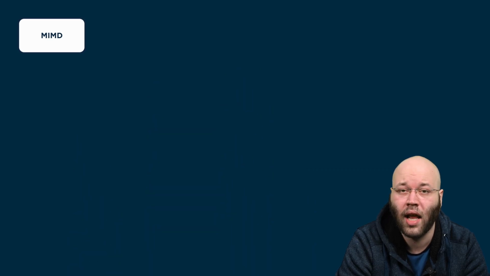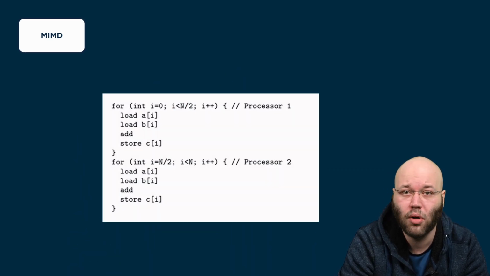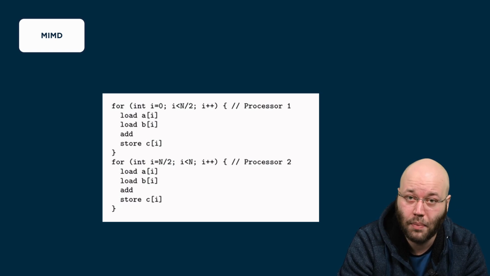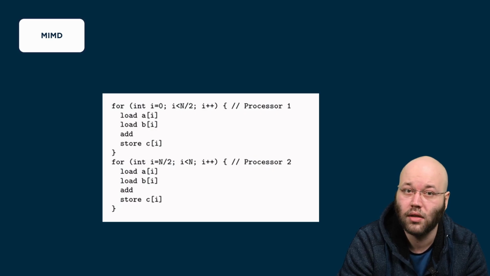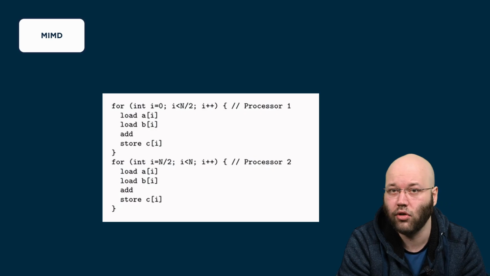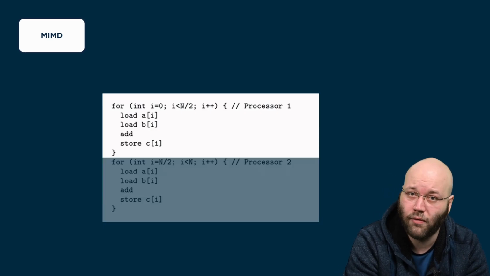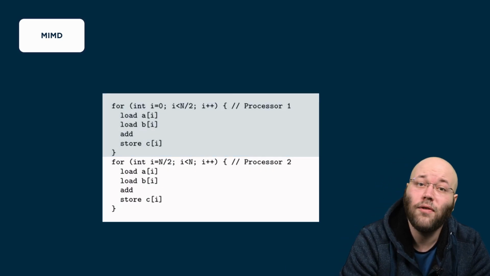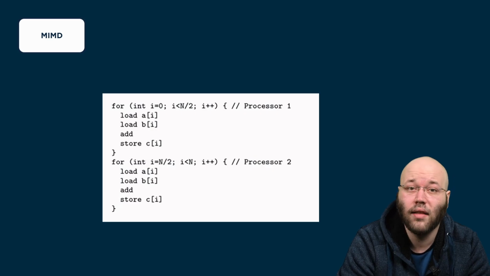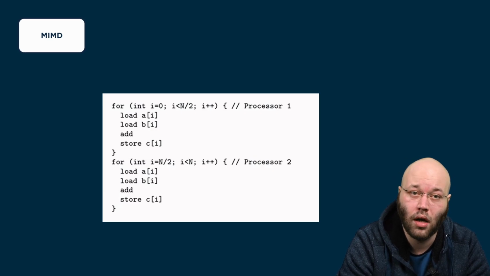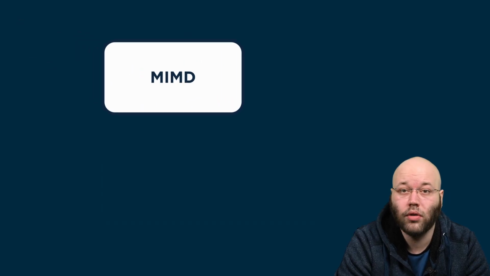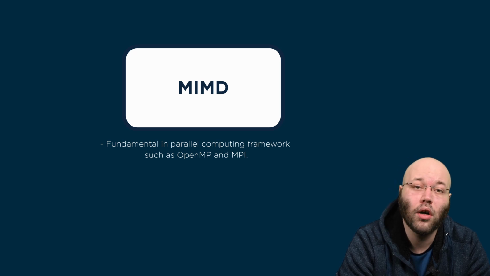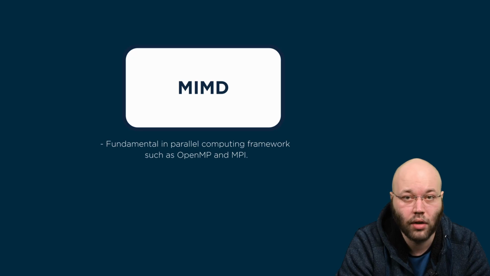To better understand MIMD, consider a simple loop that processes a vector of size n. A common approach in parallel computing is to split the iteration range among multiple processors. Suppose we have two processors at our disposal. Processor 1 runs the first half of the iterations and processor 2 runs the second half of the iterations. If the workload is uniform for all iterations, then you might expect the overall runtime to be halved. This kind of workload distribution is fundamental in parallel computing frameworks such as OpenMP and MPI, where loop iterations can be divided among available hardware.